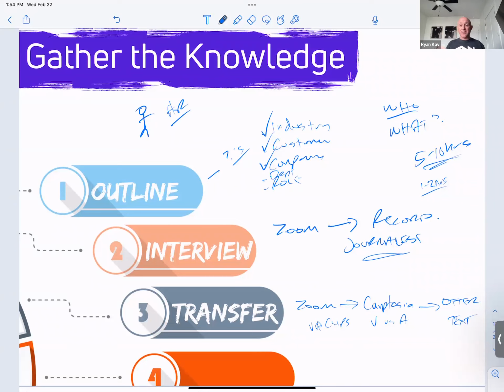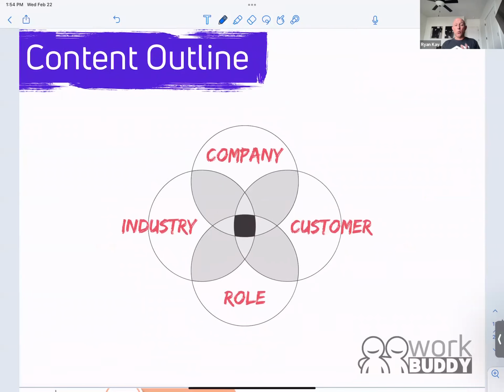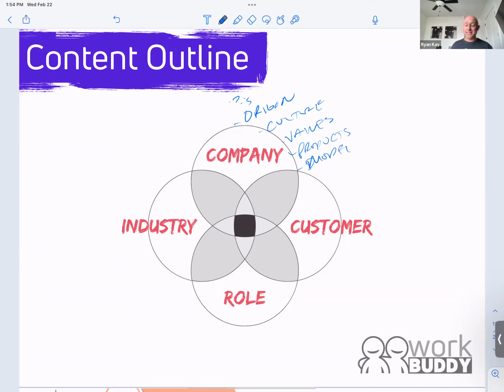Now, once we've done that, we've gathered all this knowledge and information, video, audio, and text. Now we're going to go to the next step. So what is that knowledge about? Again, these 4 areas, and I have a list of questions to ask. So the company might be about our origin story, our culture, our values, our products, and our differentiation or our model, right? That's the kind of stuff that people need to know about the company.